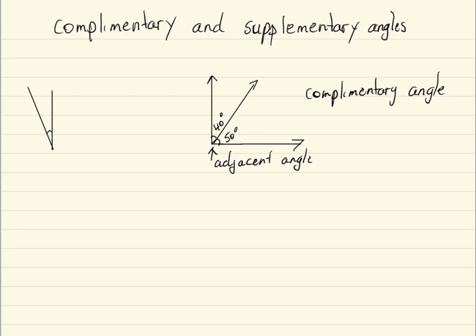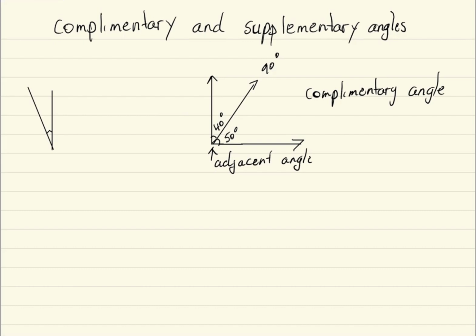So today we're going to learn what complementary and supplementary angles are. So complementary angles are angles that sum to 90 degrees. So these two angles that I have here, 40 and 50, you can see they sum to 90 degrees. So those angles are called complementary angles.